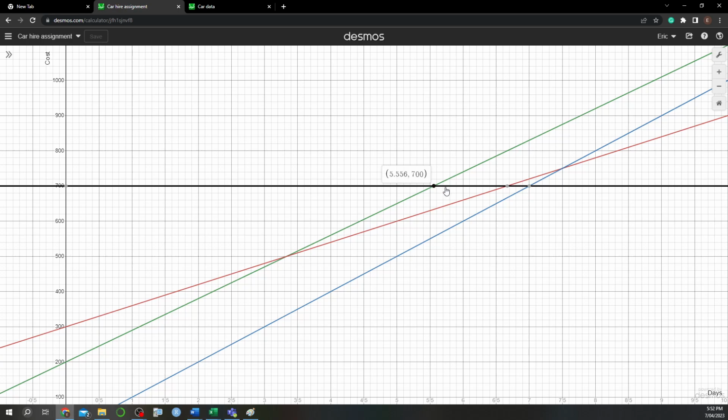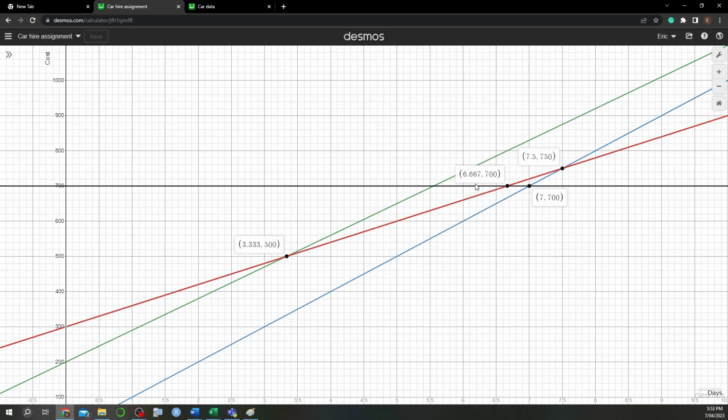It's very easy to do that on Desmos. You can just click on the point. So there we go. These two options cost the same amount, about $700 at approximately day 5.5. Now on your assignment, you can't have day 5.5. It's either going to be day 5 or day 6. So one of these options will be better on day 6, and one will be better on day 5. You can find all these intersections and click on all of them, and you can find that this option is better before this day or more expensive after this day, or whatever it happens to be.